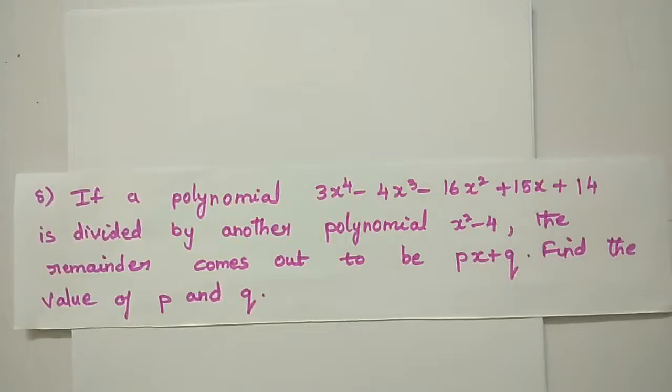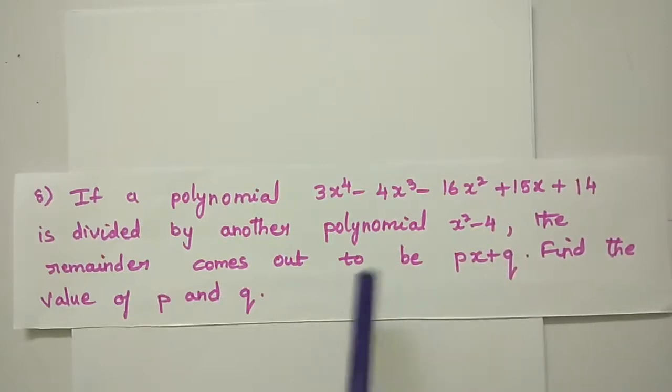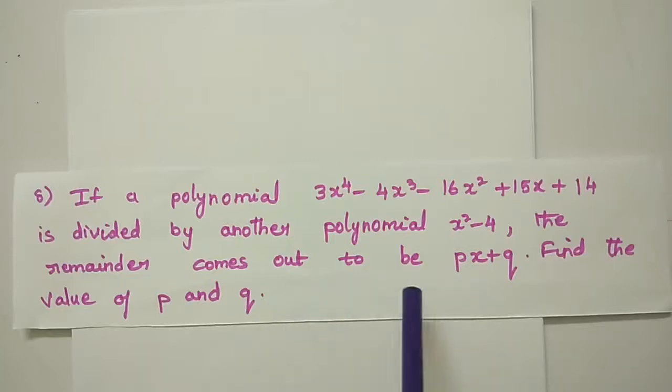Eighth one, if a polynomial 3x power 4 minus 4x cube minus 16x square plus 15x plus 14 is divided by another polynomial x square minus 4, the remainder comes out to be px plus q. Find the value of p and q. They have given that if you divide this polynomial with x square minus 4, you will get a remainder of the form px plus q. So on comparing both the coefficients of x and constant term, you will get the value of p and q. They have clearly mentioned in the question itself. Now let us solve.